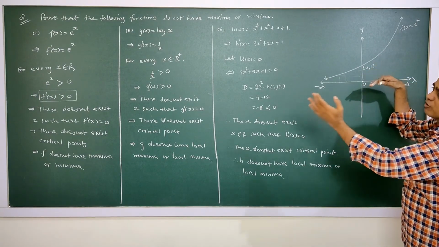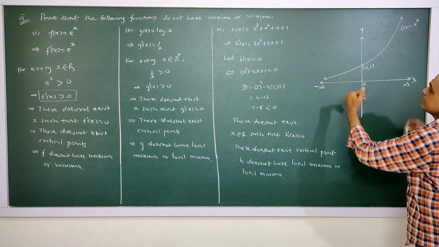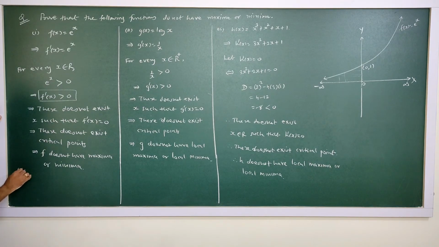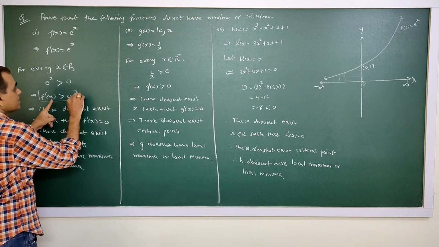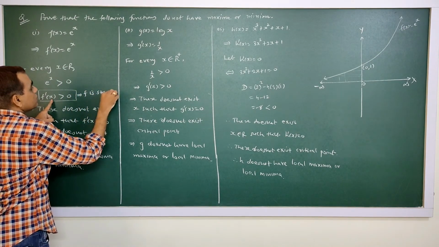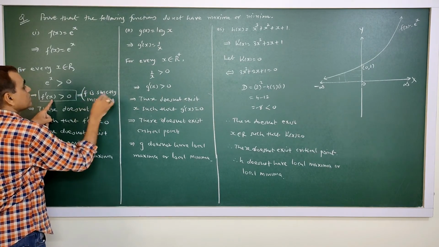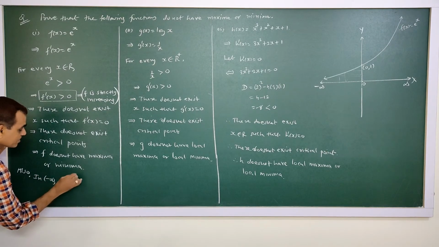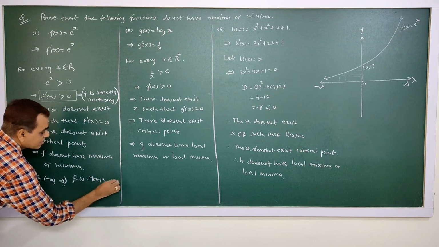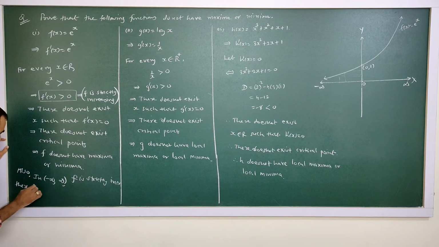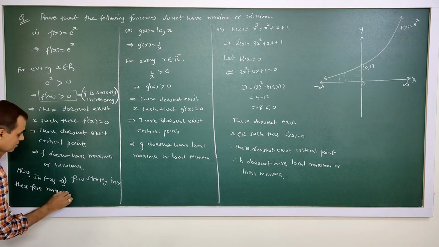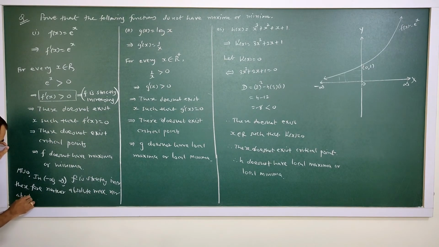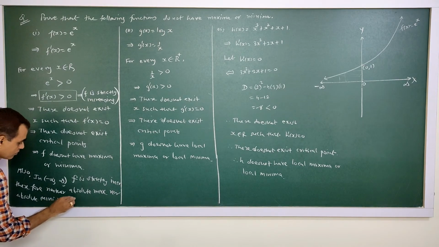So here, this function has neither an absolute minimum nor an absolute maximum defined. So here also this function f is strictly increasing. In minus infinity to infinity, the function is strictly increasing. Therefore, neither absolute maximum nor absolute minimum value is defined.